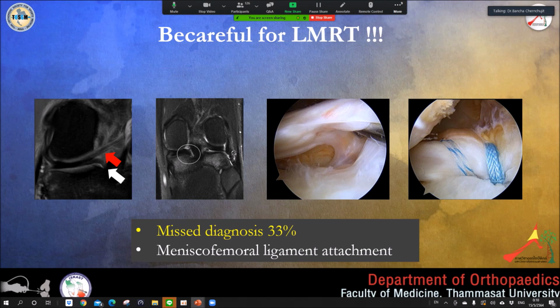For the lateral meniscus root, sometimes it's difficult to interpret. From the study, we found that nearly one third of radiologists will misdiagnose it, because sometimes you cannot see the gap.